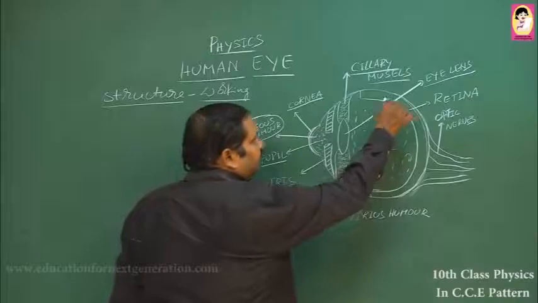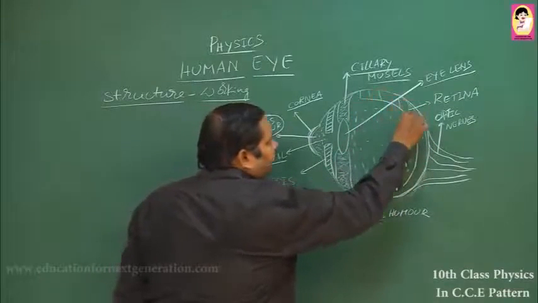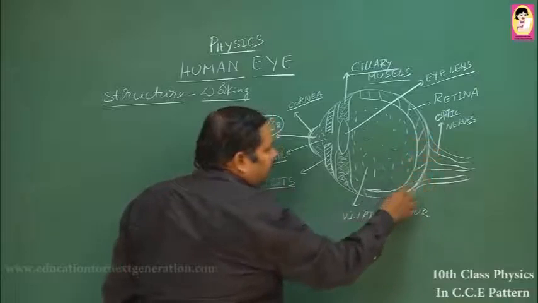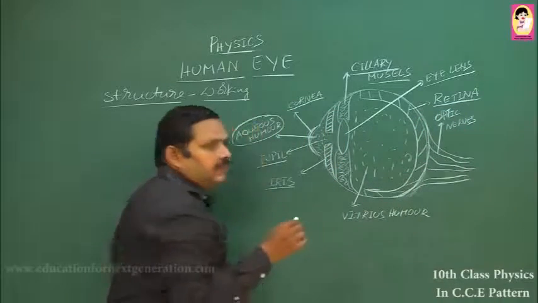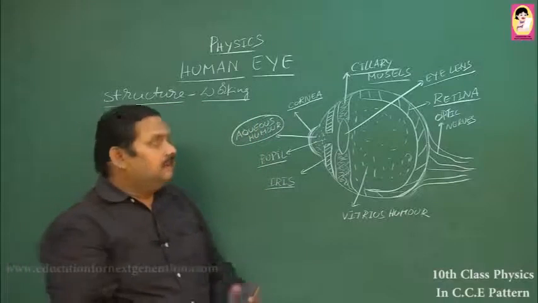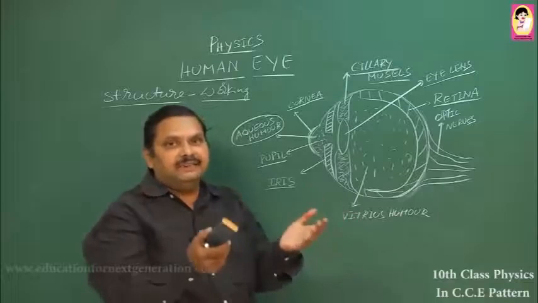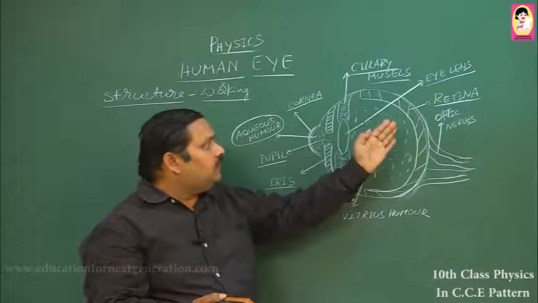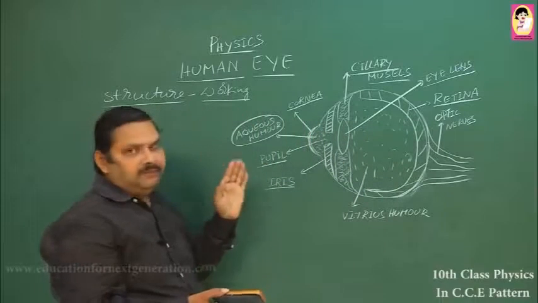At the back of the eyeball, there is a screen-like arrangement, and this is called retina. It is also called the retinal screen. The main use of this retinal screen is that it acts as a screen and holds the image of the object kept in front of the eye.